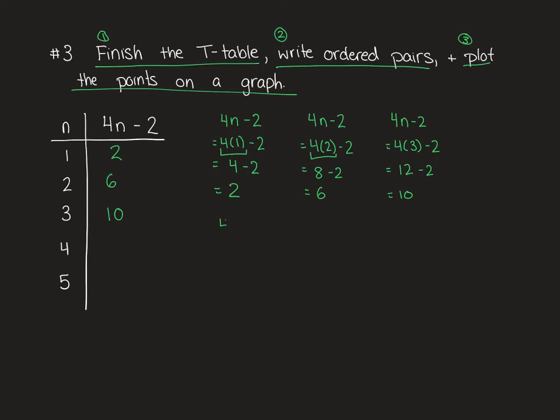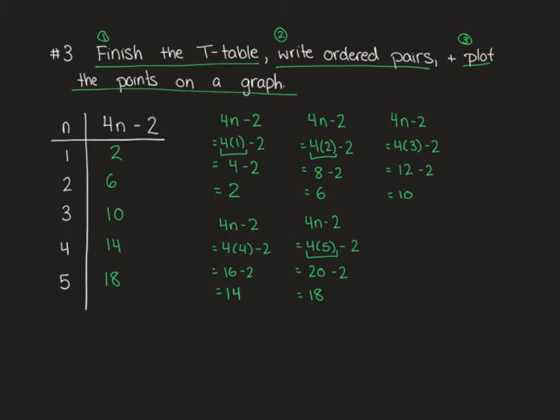4n minus 2 equals 4 times 4 minus 2 equals 16 minus 2 equals 14. And 4n minus 2, this is our final one, n is going to equal 5, so we'll substitute that. We need to do our multiplication, so 4 times 5 is 20, minus 2 equals 18. So now our chart is complete.